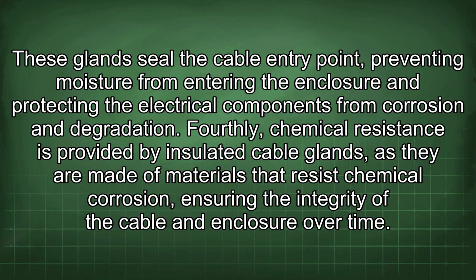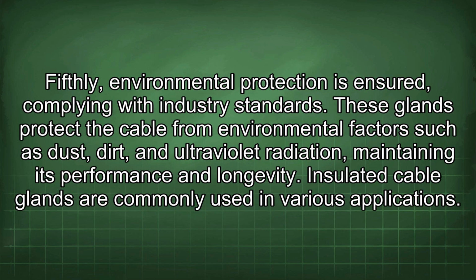and degradation. Fourthly, chemical resistance is provided by insulated cable glands, as they are made of materials that resist chemical corrosion, ensuring the integrity of the cable and enclosure over time. Fifthly, environmental protection is ensured, complying with industry standards. These glands protect the cable from environmental factors such as dust, dirt, and ultraviolet radiation, maintaining its performance and longevity.